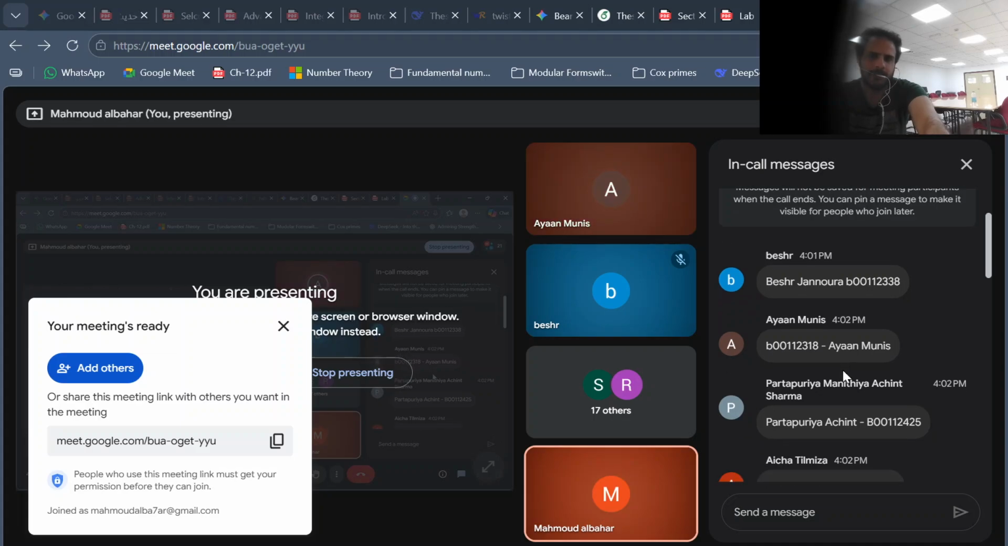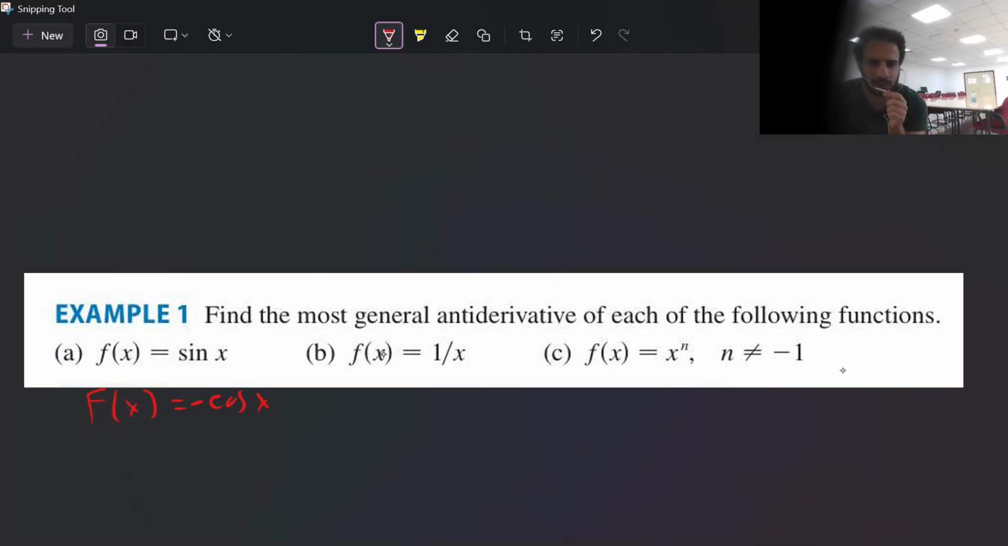Yes, Professor, please help me with part B. You want the most general antiderivative of 1 over x. Will it be ln of x? Yes. So ln absolute value of x plus c. I will tell you why I put absolute value.